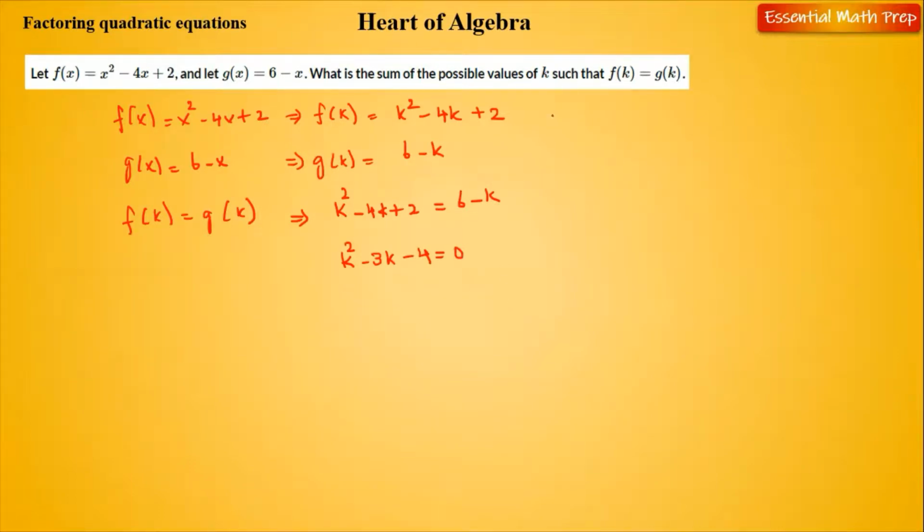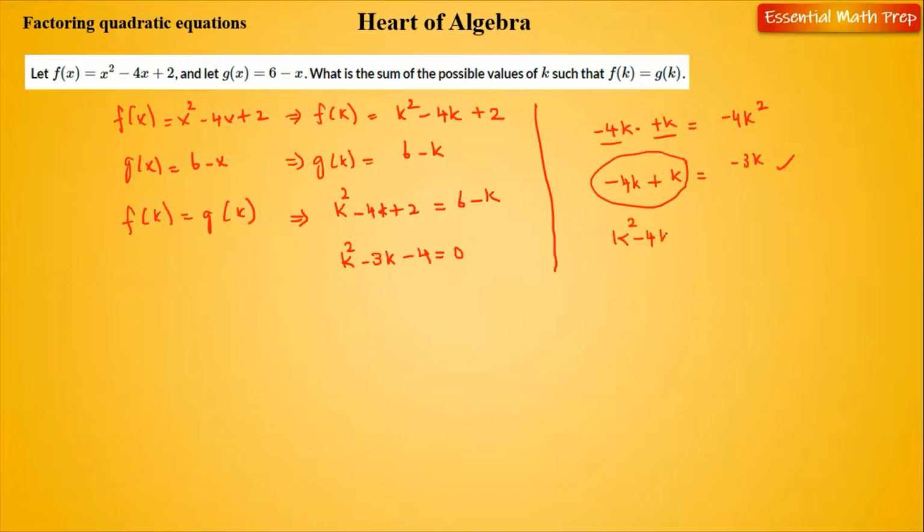So we want negative 4k squared. We also want negative 3k, right? So if you do negative 4k times plus k, then we get negative 4k squared. At the same time, if we take negative 4k and add a k to it, then we get negative 3k. So substitute this in place of negative 3k, which would give us k squared minus 4k plus k minus 4 equals 0.